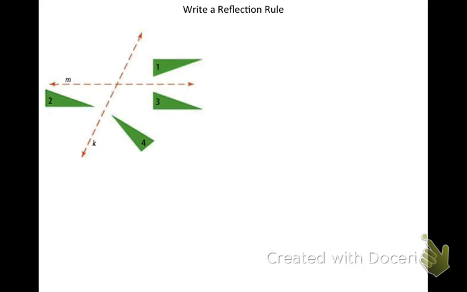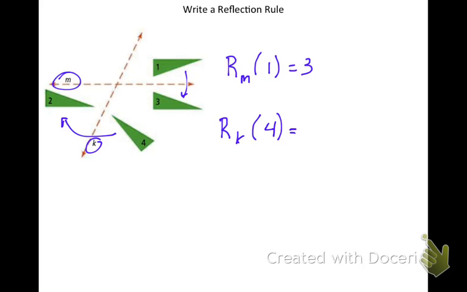Whenever I'm writing a reflection rule, just like we did yesterday with our transformations, if I'm writing a rule for a reflection from 1 to 2, I'll label it as a reflection, capital R. Again, my subscript is going to be the line I'm reflecting it over. I'm reflecting it over line M right here. And then my pre-image is 1, my post-image is 3. Going from 4 to 2, again, kind of backwards there. Again, I'm reflecting over line K. My pre-image is 4. My image is 2. So that's how I'd write my rule for it.